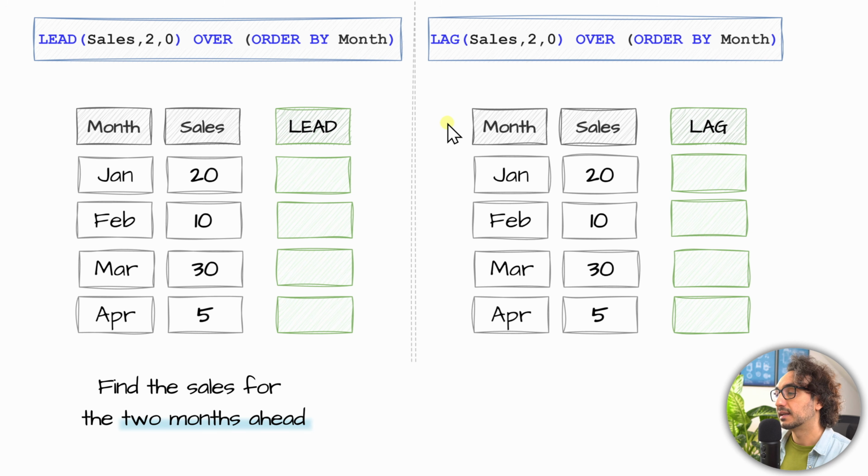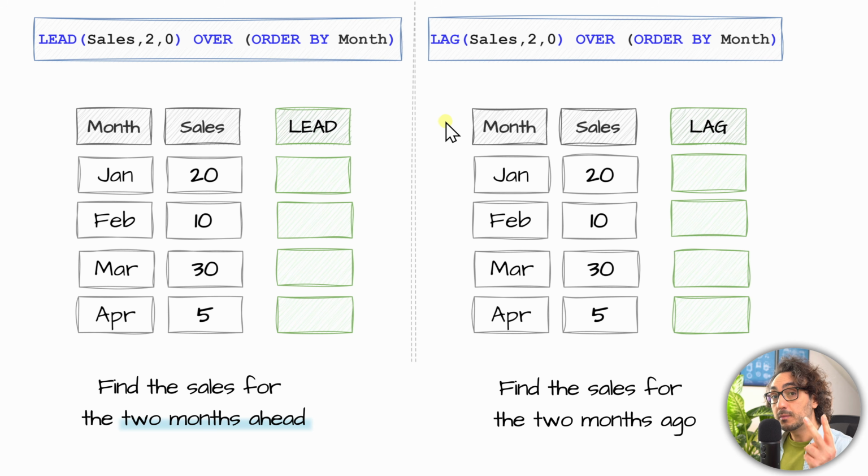Now on the right side, we have the exact opposite. We are interested in the sales of 2 months ago. So we are not interested in the direct previous month. We need the sales of 2 months ago. And here the same thing. If you don't find anything, don't return null, give us a 0. So as you can see, we have the same syntax, but using the function LAG.